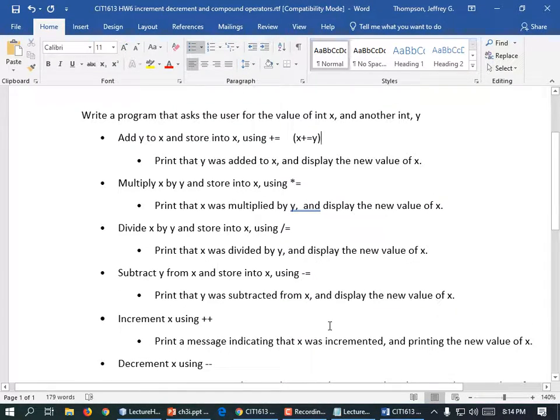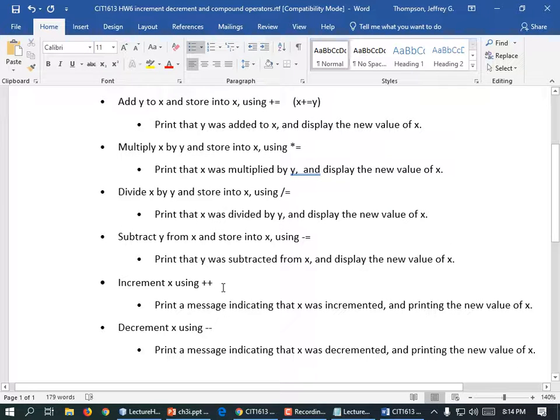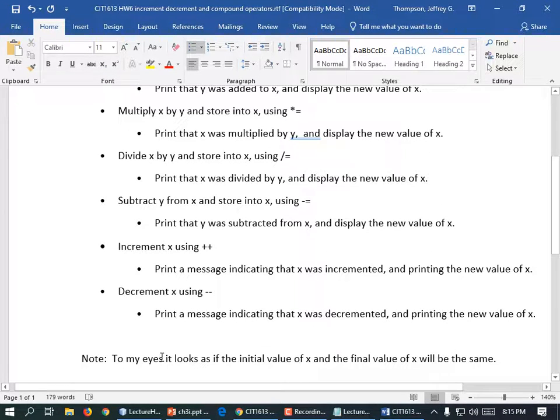I think that's going to be the case, because we're going to add x and y, we're going to multiply, we're going to divide to get back to where we were, we're going to subtract, it'll be back to its original value, we're going to add 1 to it, and we're going to subtract 1 from it. So after all that rigmarole, unless there's something strange going on, we ought to wind up back with our original values. Now if you type in 0 for y, it's going to crash because it's going to be trying to divide by 0, and that doesn't work.